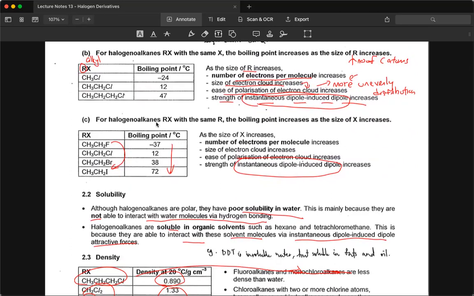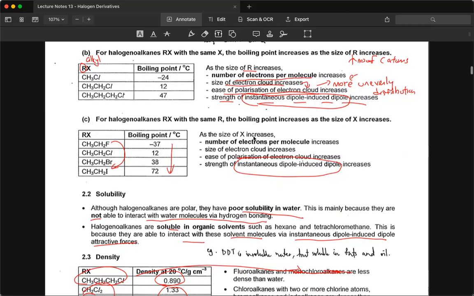For haloalkanes with the same number of carbon atoms in the chain, the boiling point increases as the size of the halogen increases. The reason is the same as above.